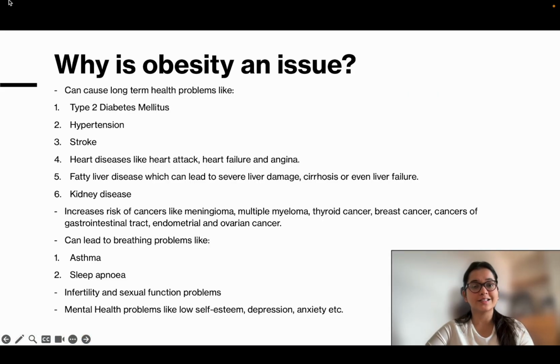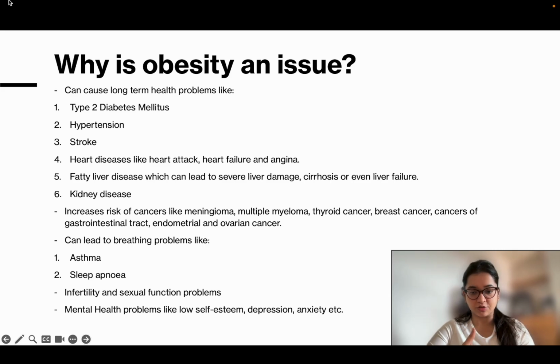Now, why is obesity an issue? Obesity can cause a lot of health problems. The first one is the long-term health problems that it can cause, like type 2 diabetes mellitus. What exactly is type 2 diabetes mellitus? It basically means that the blood sugar level in your body is high. It is more common in people who are obese.